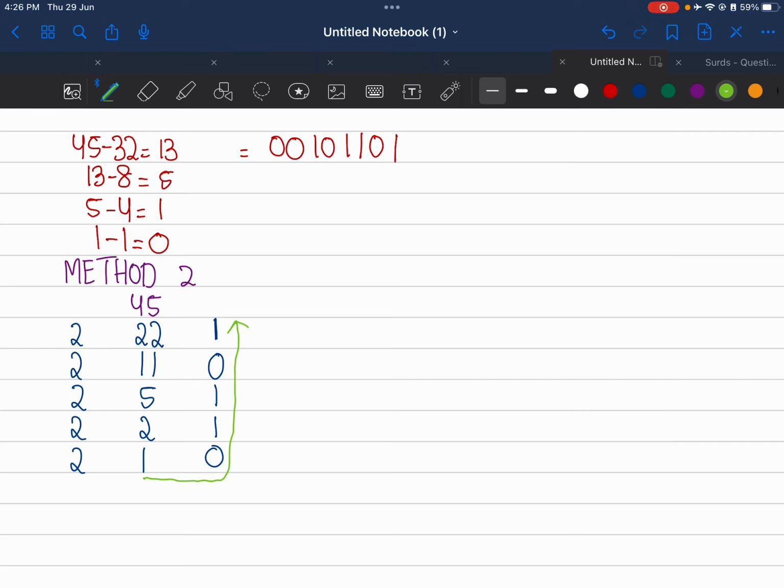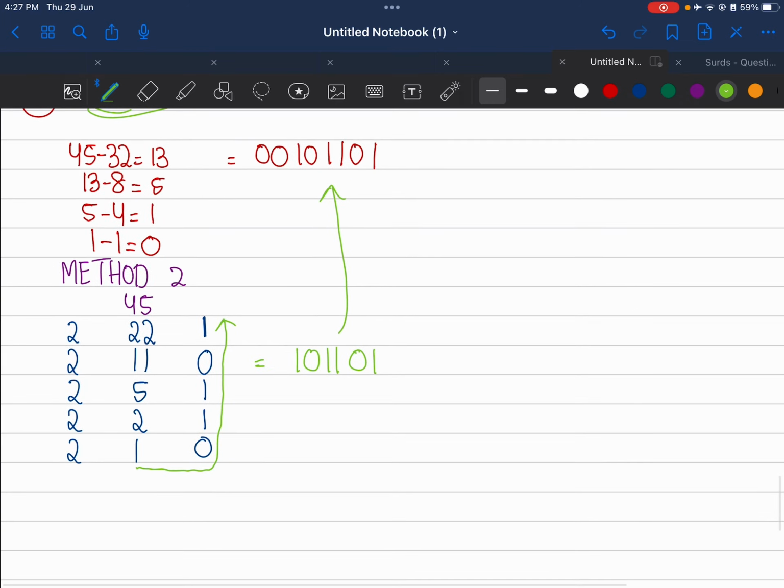So I'm going to read from here: 1 0 1 1 0 1, which is the same as this answer, except for the last 2 zeros, which I told you don't matter unless you want to write them in the standard format, otherwise you can just ignore them. So you see that both methods work and give you the same answer. That's it, and I hope you've understood the concept.